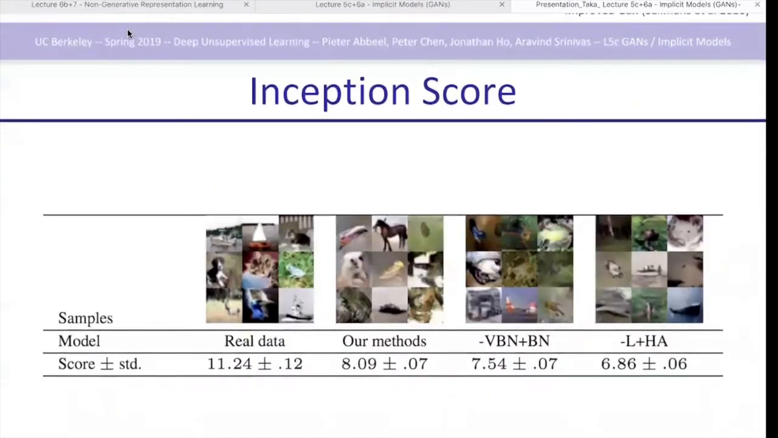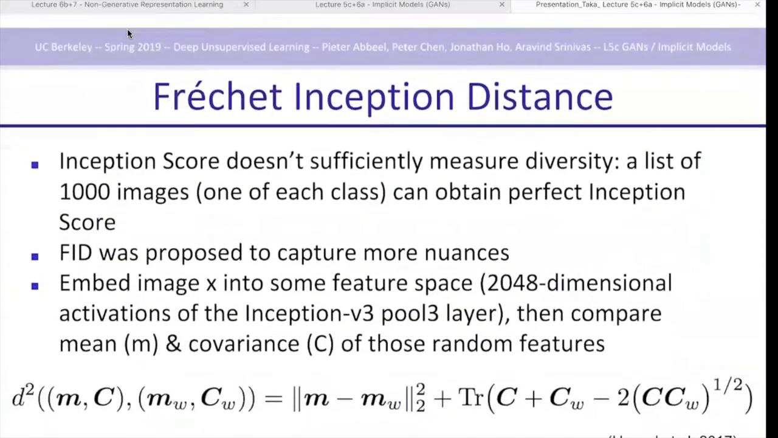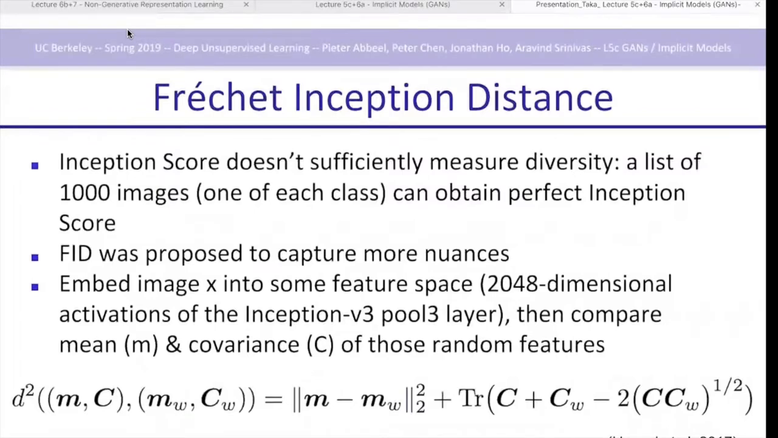So this is the result comparison using our inception score. And I'm also going to explain the Fréchet Inception Distance, so-called FID.